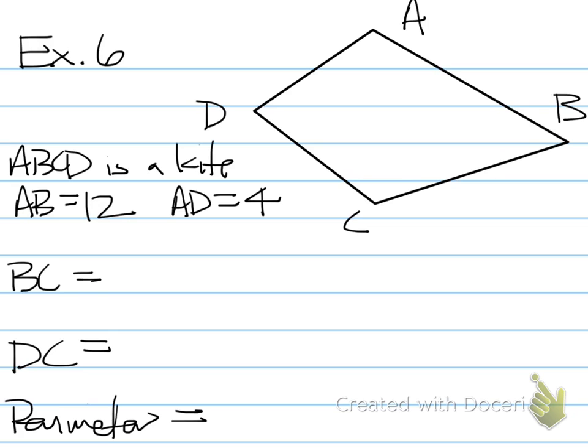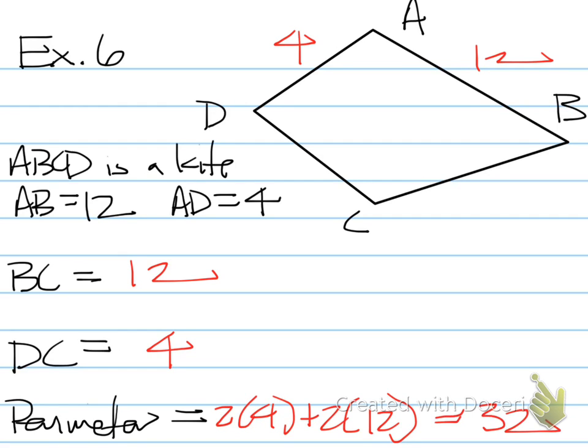Here we have a kite. AB is 12 and AD is 4. So DC is going to be the same length as AD, and BC is going to be the same length as AB. So AB is 12 and DC is 4. And the perimeter of any polygon is just the sum of all the sides. So the perimeter is going to be 32.